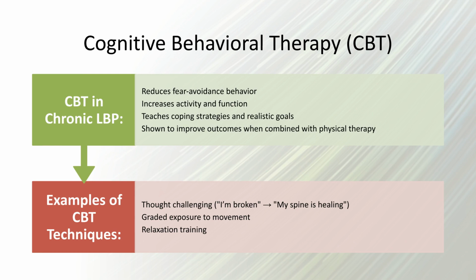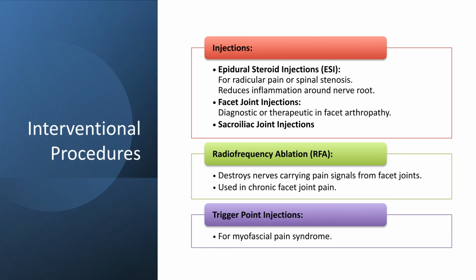Cognitive behavioral therapy, or CBT, is effective for chronic LBP, particularly when combined with physical therapy. It focuses on reducing fear avoidance behavior, increasing activity, and teaching coping strategies through techniques like thought challenging and graded exposure to movement. Interventional procedures include injections like epidural steroid injections for radicular pain and facet joint injections for arthropathy. Radiofrequency ablation destroys nerves for chronic facet joint pain, and trigger point injections treat myofascial pain syndrome.